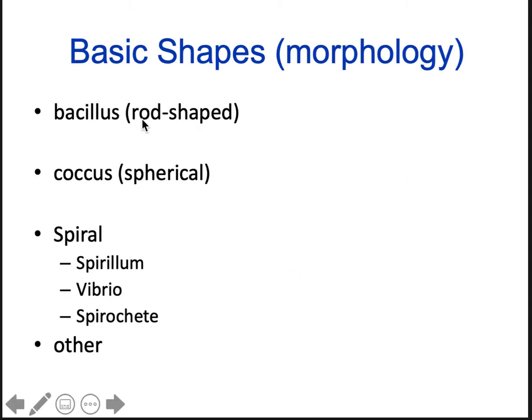Okay, next. Shapes. We call that morphology. A lot of bacteria will be either rod-shaped or a sphere. Sometimes they'll be spiral, and then sometimes there's even other shapes. But these are the most common. Bacillus and coccus are the most predominant types. And sometimes you even get this intermediate, which we call Cocobacillus.